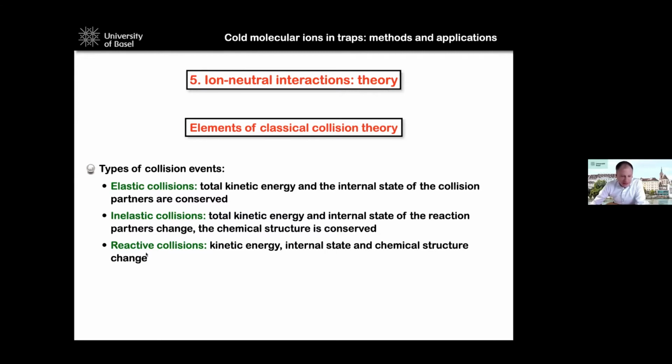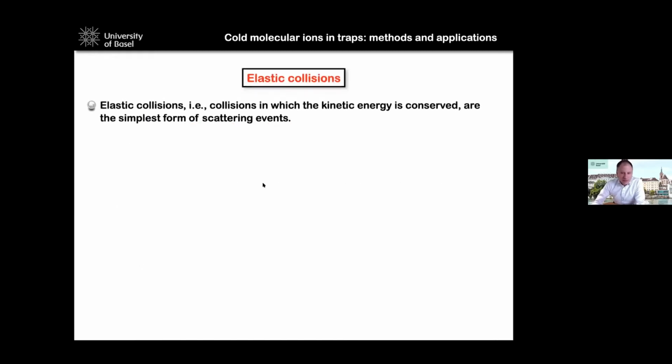And then we have reactive collisions, and that is the most complicated of all of them. This is where all of this changes: kinetic energy changes, internal state changes, and also the chemical structure can change. We will encounter all three types of these processes over the course of this lecture. So let me focus to begin with on elastic collisions.